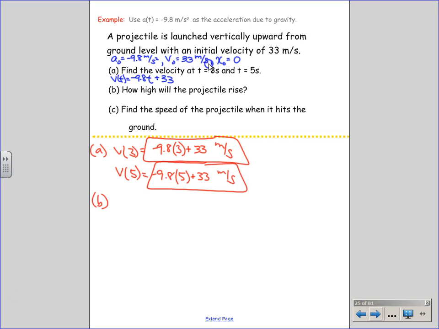How high? How would you fill this in? Find what? Find the max? The max what? Position. Good.